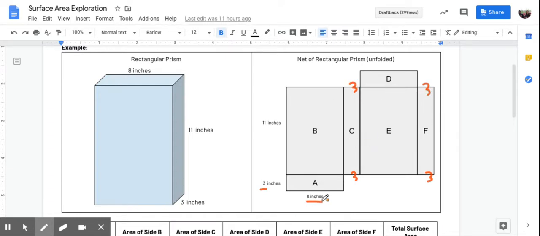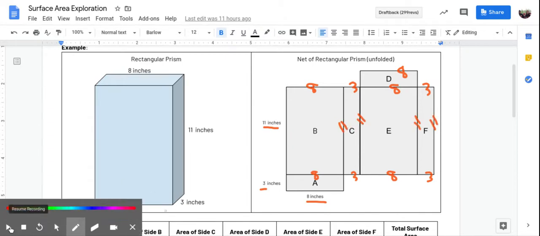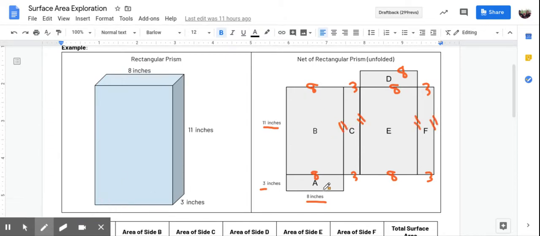My next one is this medium length, which is 8 inches, so I would label all of those parts as 8 inches. Every time there's a line, I'm going to label it. Now I have all of my lengths labeled for 8. Now I have my 11 inches, and I'm going to label that on each of my parts with a line as well. Now I have all of my sides labeled.